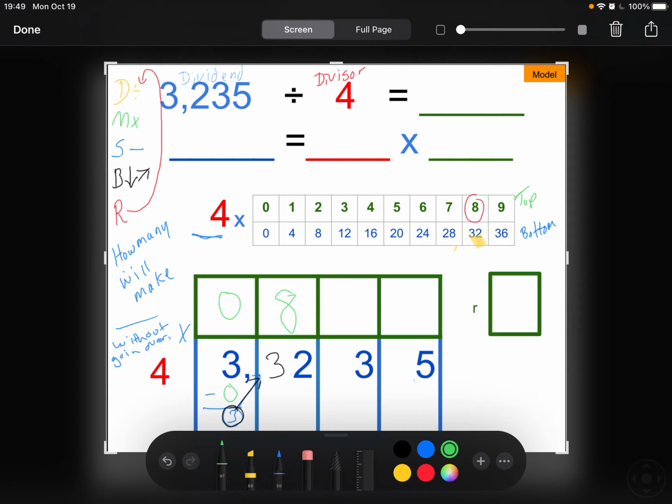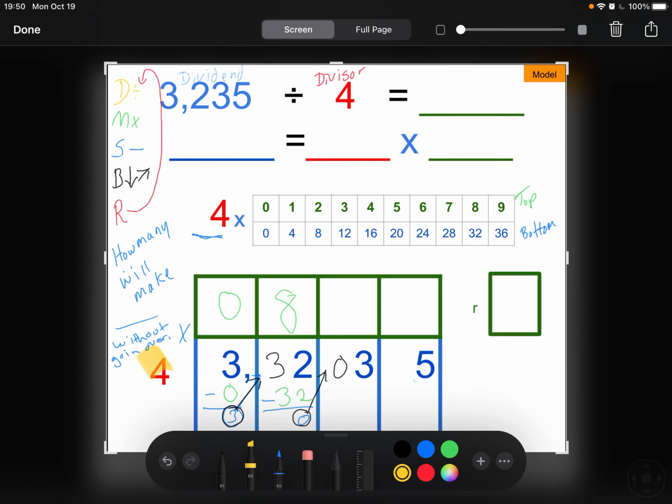4 times 8, that's my multiplication step. Next is 4 times 8 equals 32. Place my 32 on the bottom. Next step is to subtract. Okay. So I then subtract 32 minus 32. That equals 0. And technically, I'm supposed to bring that 0 over. Okay. Now, I'm done bringing it over, and now I have to repeat this all over again.